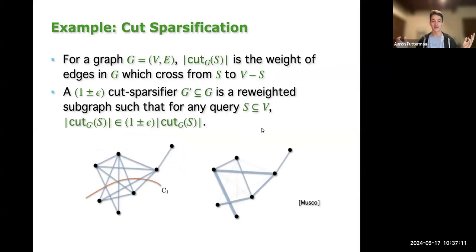The question of cut sparsification is to return some reweighted subgraph G prime of G, such that for every query, and again the queries are subsets of the vertex set, the size of the cut in G prime is preserved to a 1 plus or minus epsilon multiplicative factor with respect to G. In this diagram, we've taken the graph on the left and created a sparser version in the sense that lots of edges have been deleted. The surviving edges have been reweighted to compensate for the deleted edges. But still, for any partition, any subset S of the vertices, the weight of the edges leaving this set has been preserved to within a multiplicative factor.